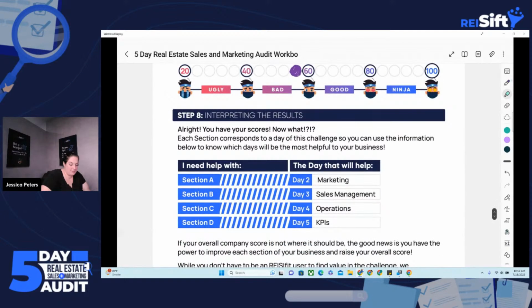Now, this is a little bit different. Because I started on a Tuesday, we're going to talk about marketing tomorrow on Wednesday. We're going to talk about sales and lead management on Thursday this week. And then we're going to combine operations and KPIs together on Friday, because I started on Tuesday.